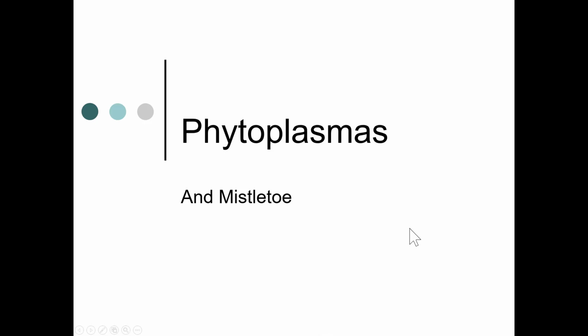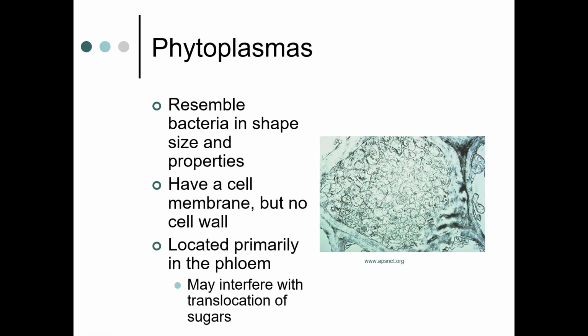This week we're talking about phytoplasma and mistletoe. So phytoplasma resemble bacteria in shape, size, and properties, and they have a cell membrane but no cell wall. They're located primarily in the phloem, which may interfere with the translocation of sugars, which can inhibit leaf growth and flowers.